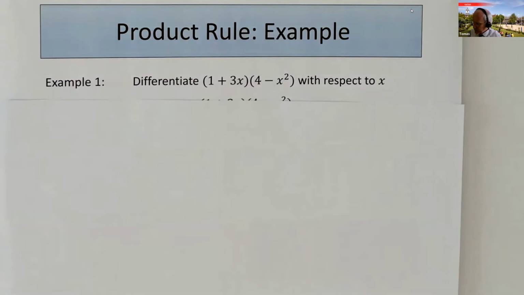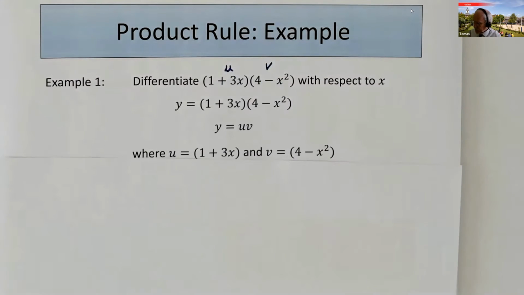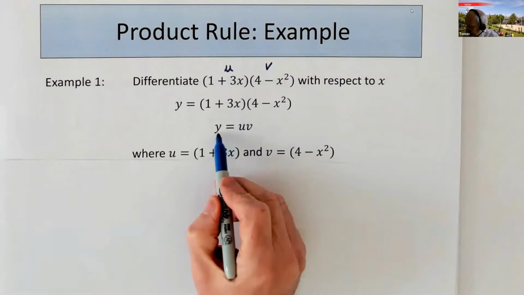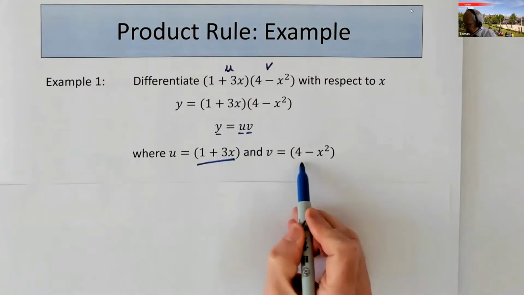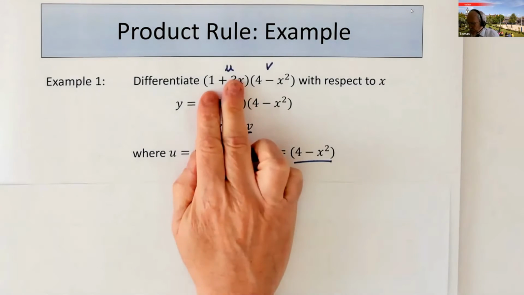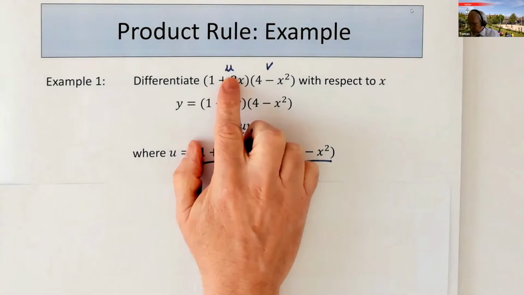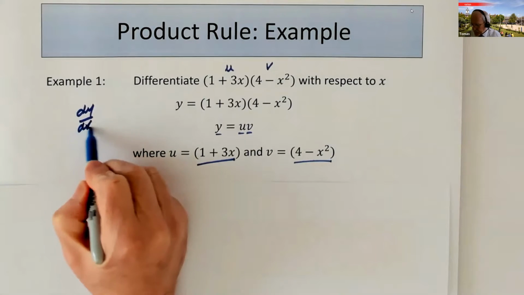So I don't like it, but I'm going to call that u and call that v. I'm imagining that that's the same as u and v. So I'm going to say u is equal to 1 plus 3x, v is equal to 4 minus x squared. Now remember that what's happening here is that we're saying I want dy dx of this.